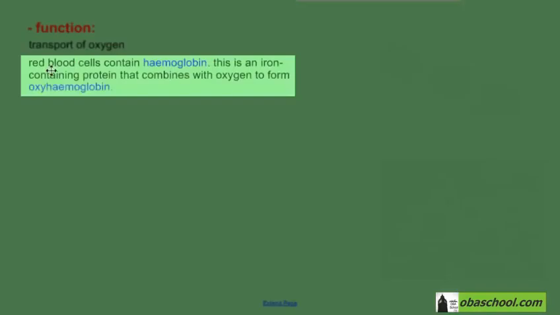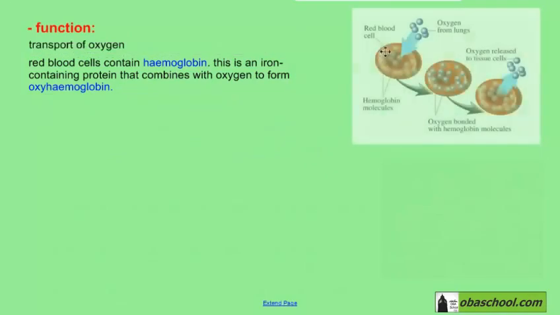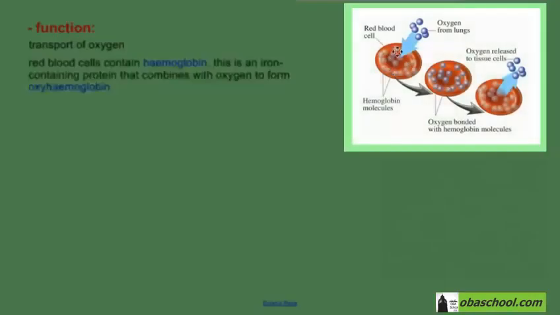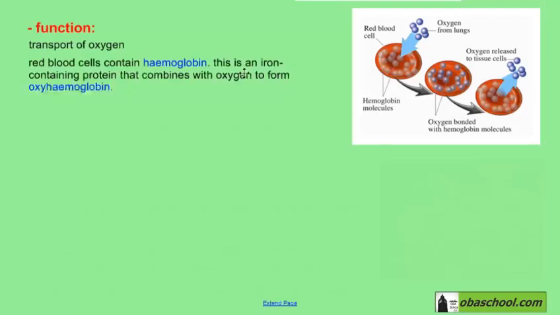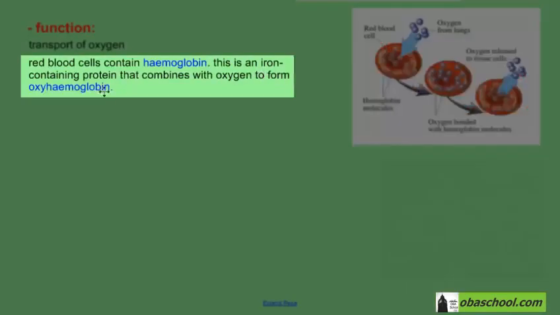So, the main function of the red blood cell is to transport oxygen. The transport of oxygen in the body is by red blood cells in the blood. Red blood cells contain hemoglobin. This is an iron-containing protein. It is a protein that contains iron in it. Here we see this hemoglobin. It combines with oxygen to form oxyhemoglobin.